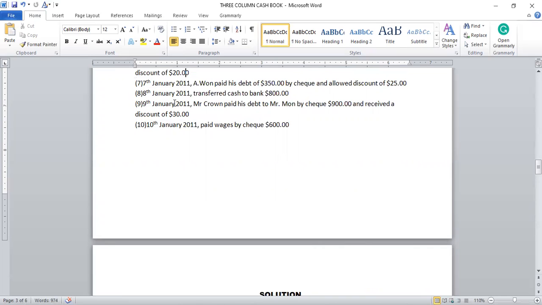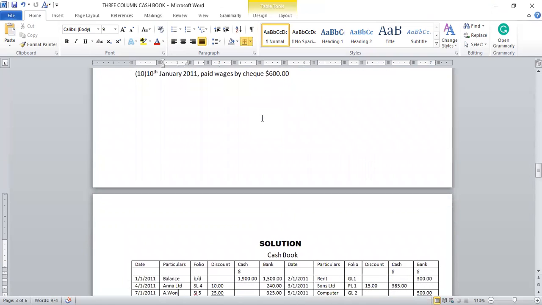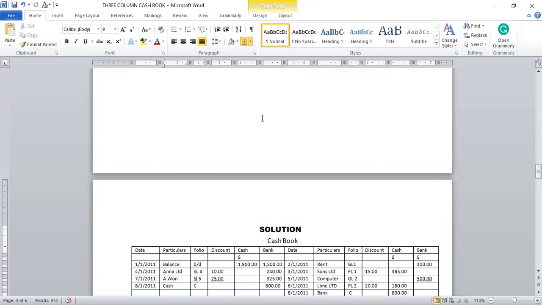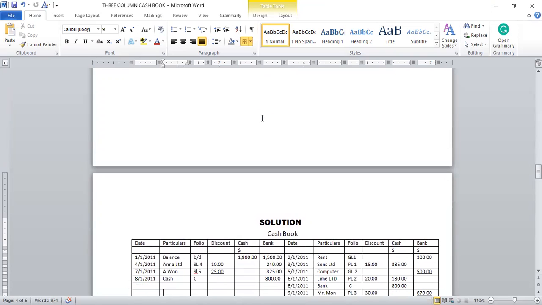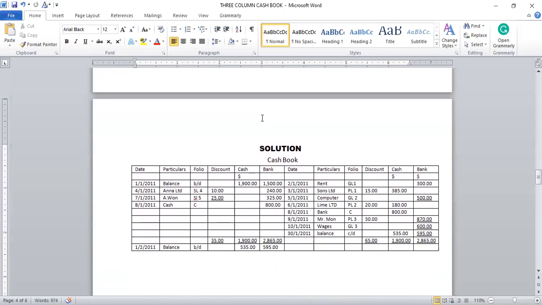Transaction 8. 8 January 2011, transfer cash to bank $800. So cash of $800 was transferred from the cash account to the bank account. So it is a contra entry. I have a video on the two-column cash book; you can click on the show more section to see where I explain what a contra entry is. Simply, a contra entry means a transaction between the cash account and the bank account. So let us look at that.